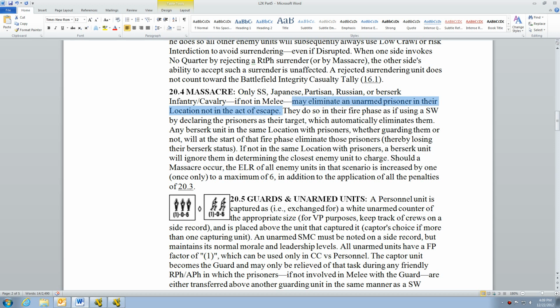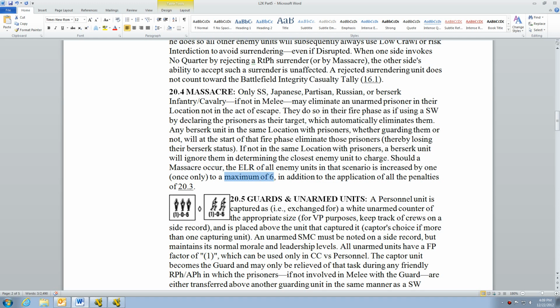Basically, once you do this, the enemy is going to receive a bonus for the rest of his units. Should a massacre occur, the ELR of all enemy units from that scenario will increase by 1 for the rest of the scenario, to a maximum of 6. So if you start accepting prisoners later in this scenario, and you decide, oh, I really don't want these units as prisoners, you basically massacre them. At that point, the ELR of your opponent's units is going to go up by 1, to a maximum of 6, for the rest of the scenario.